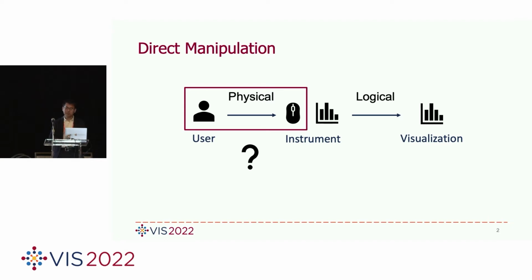To improve the efficiency of the interactions, direct manipulation is a very common way and has become mainstream in HCI and VIS domains too. While most work achieves direct manipulation in the logical layer, like link and brush, a physical layer could also be designed for direct manipulation. So how?